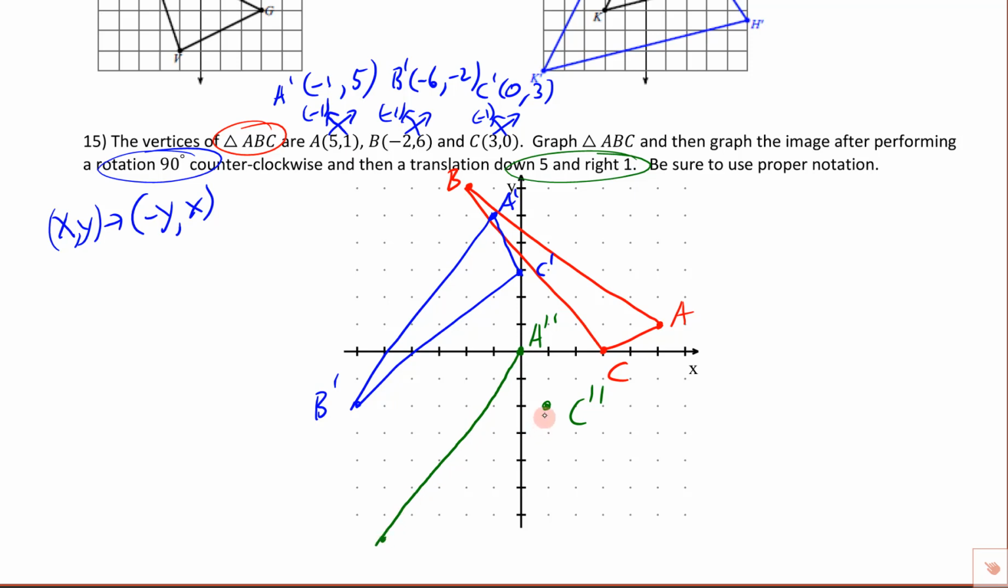So I'm going to draw this, and you'll notice that we can kind of tell that this green figure looks just like that original one. It's just that we've rotated it, so it's oriented a little bit different, but it's still a congruent figure.